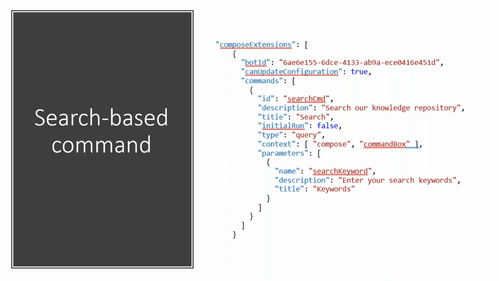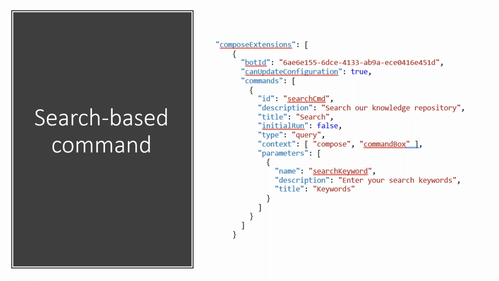So do we already access your application and get an initial query? Because it's search based, so it's query based. So the type query will mean, okay, this is search based. And then of course we can tell it, okay, where do we want to show it? We can show it in the compose box, and we can show it in the command box. And then of course we can add some parameters. I'll show you that a little bit later in the demo.